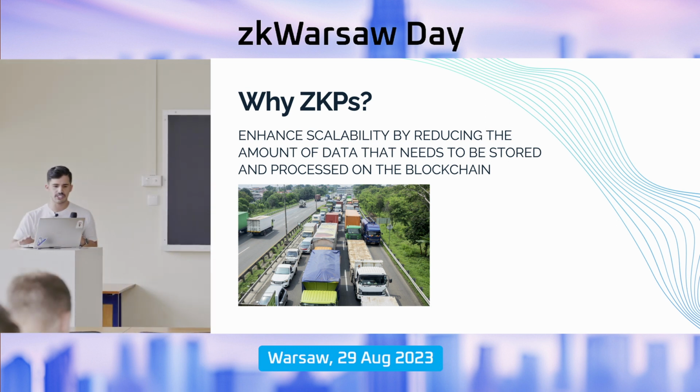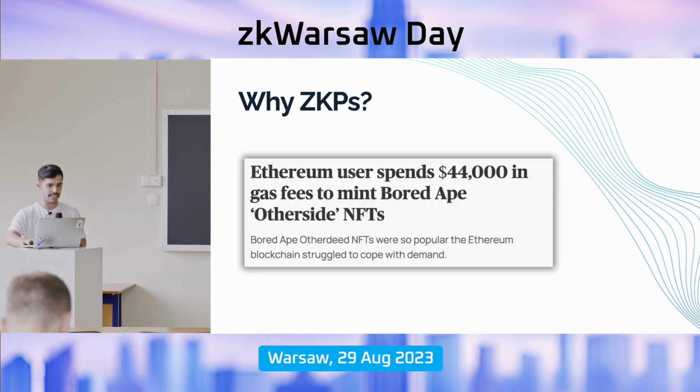So this is why it's so key, and this is why it's been such a big topic among layer twos, because zero knowledge proofs can help with this scalability and really transform Ethereum into that settlement layer.